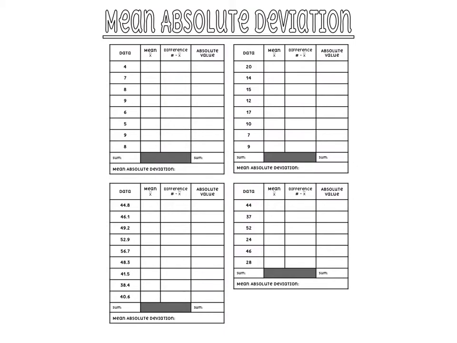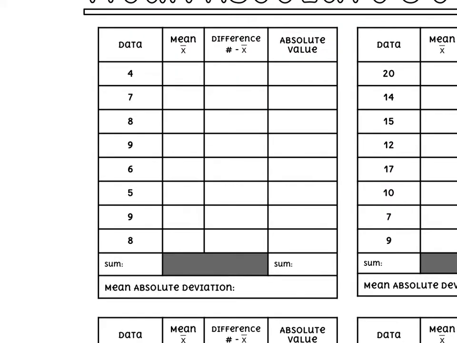So let's do 2 examples, and then you're going to do 2 on your own. The first thing we need to do is find the mean of the data set. I'm going to see how many data points there are in this data set, and there are 8. There are 8 values in our data set. So the first thing I need to do is find the sum, which is 56. And then I can do 56 divided by 8, which is 7, because there are 8 data points.